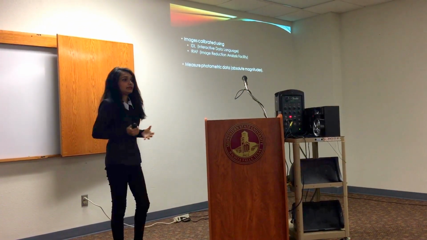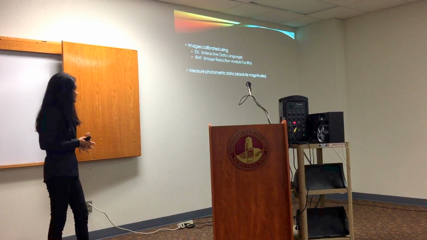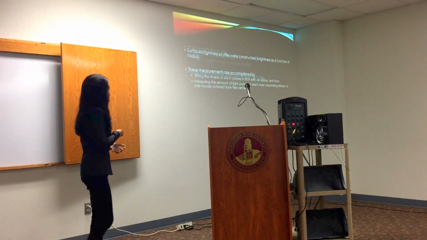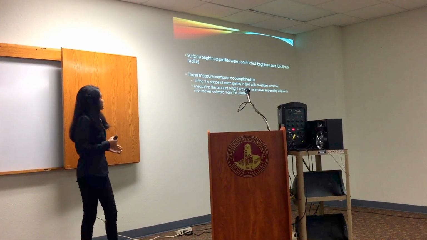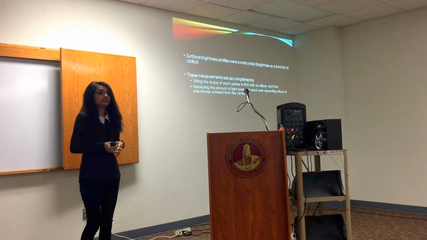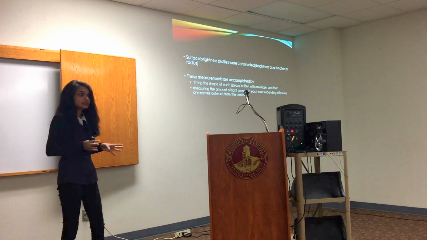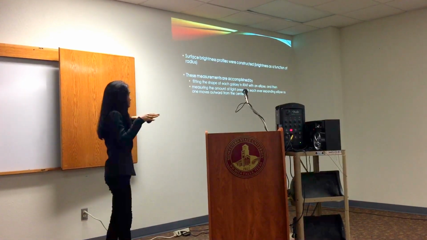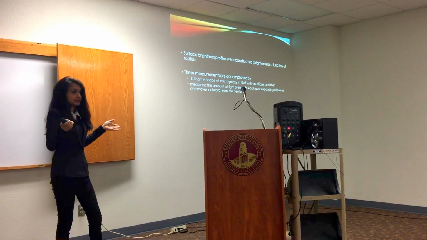And these images were calibrated using Interactive Data Language and Image Reduction and Analysis Facility, and photometric data were also measured. The surface brightness profiles for these galaxies were also constructed. This was accomplished by fitting the shape of each galaxy with an ellipse and measuring the amount of light present in each ever-expanding ellipse as it moves outward from the center.